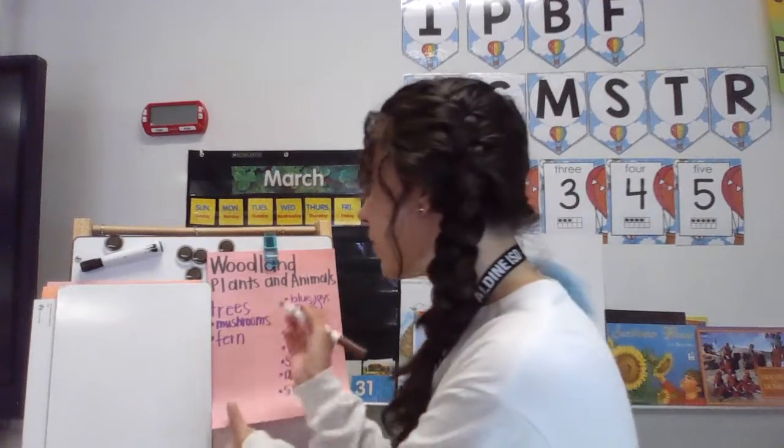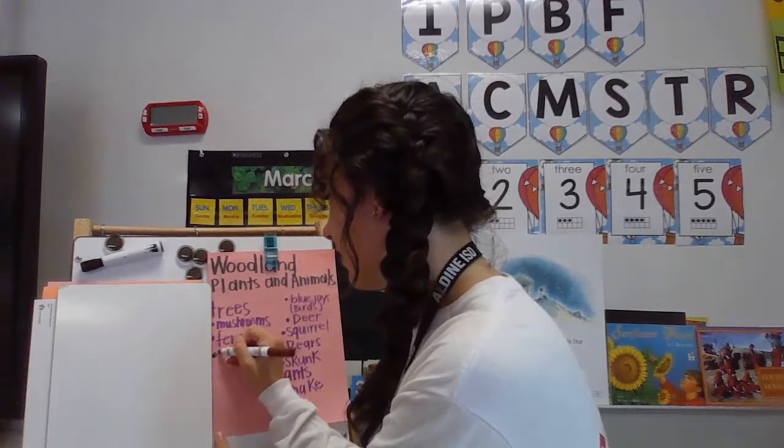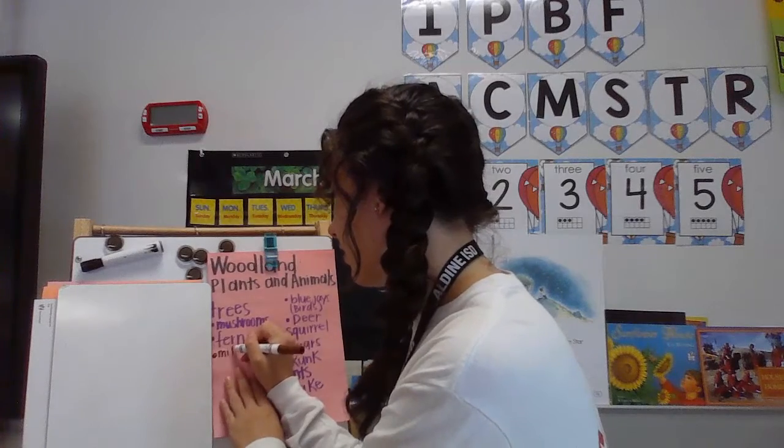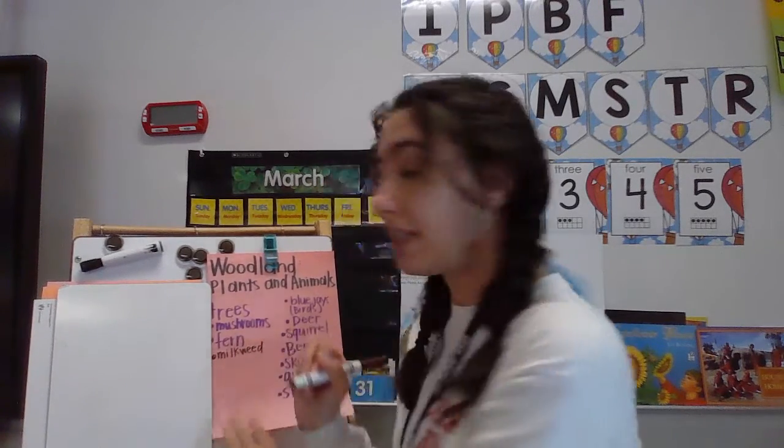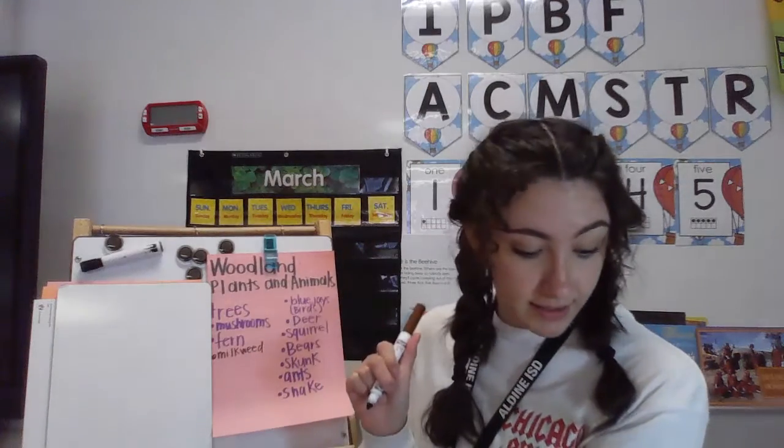Do you remember some of the different plants that we heard about in our story? There were ferns. We already had ferns written on our list, but they were also in our wonderful story In the Woods. There was also a plant where butterflies like to build their chrysalises. It's called milkweed. Milkweed is a plant in the woodlands.